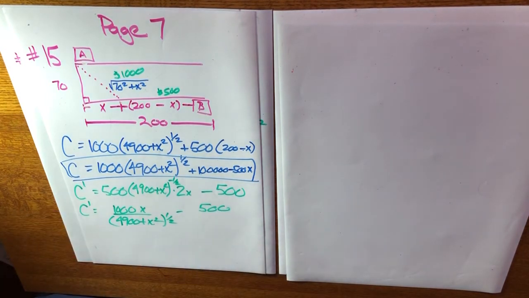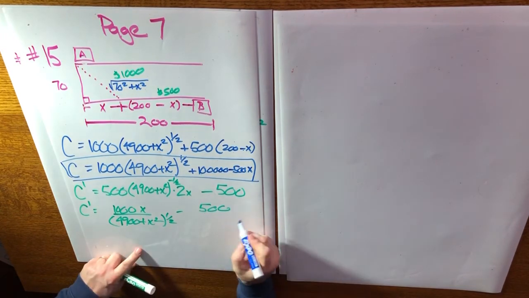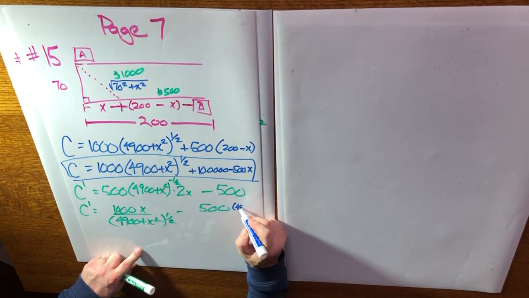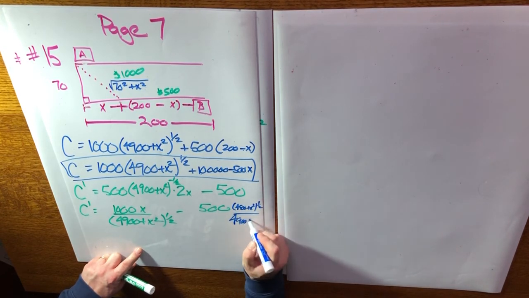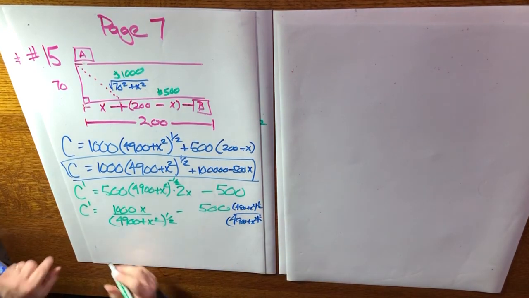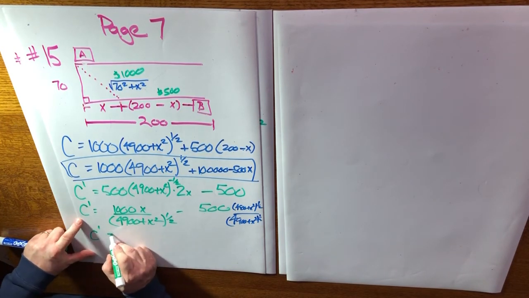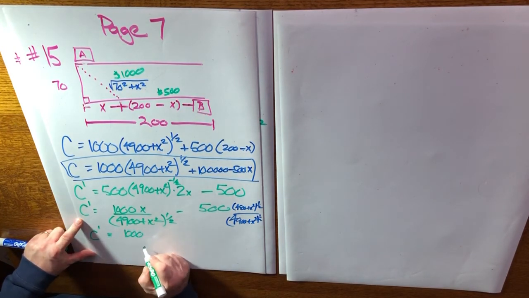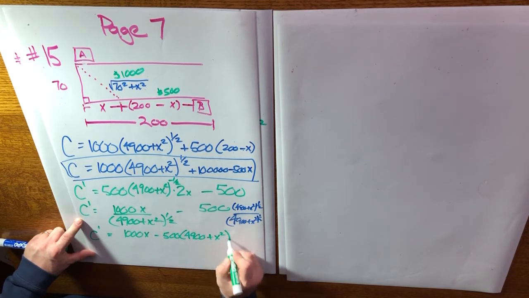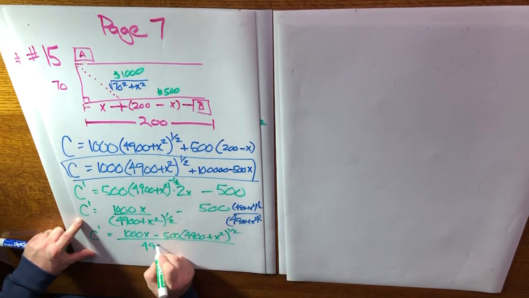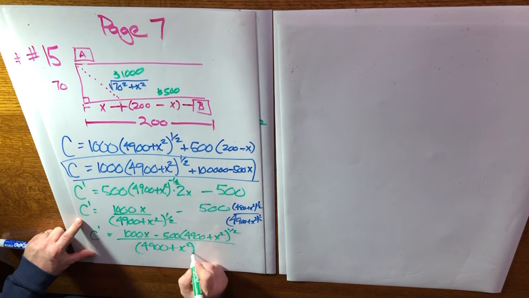And so we've had this strategy many times. We just did it again. We're going to take this and we're going to multiply it by (4,900 plus x squared) to the 1/2 over (4,900 plus x squared) to the 1/2 to find a common denominator and to make a single fraction for our derivative. So c prime equals 1,000x minus 500 times (4,900 plus x squared) to the 1/2, all over (4,900 plus x squared) to the 1/2.